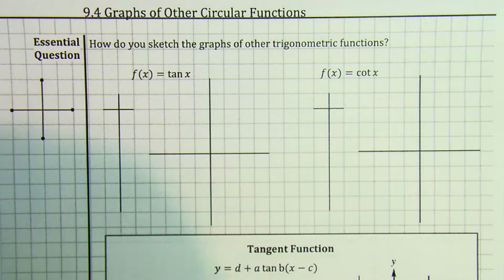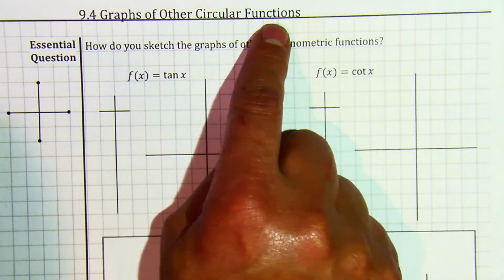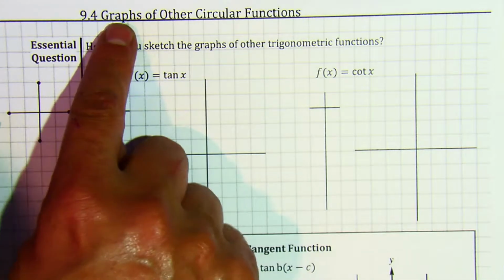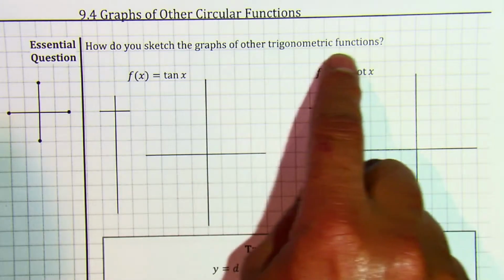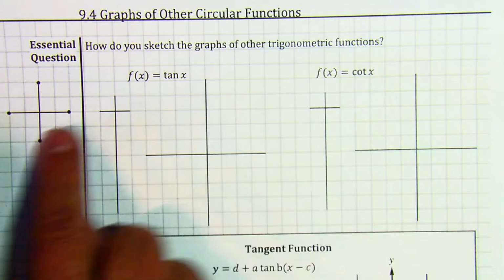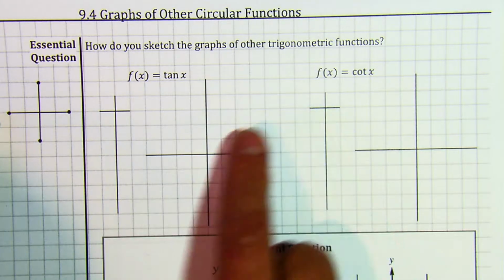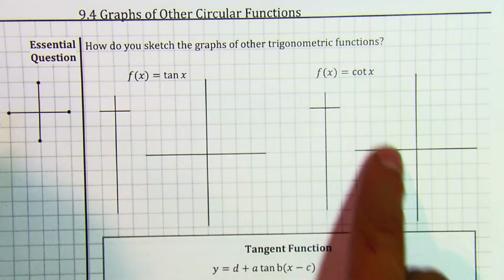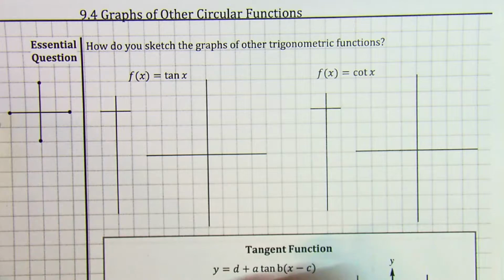Good morning. Today we are going to cover section 9.4, graphs of other circular functions. Go ahead and take the time to copy your title and your essential question. How do you sketch the graphs of other trigonometric functions? Go ahead and copy down your graphs, your tables, and two other graphs. One to be able to graph the basic tangent and the other one to graph the basic cotangent. Go ahead and pause it and we'll continue once you're ready.